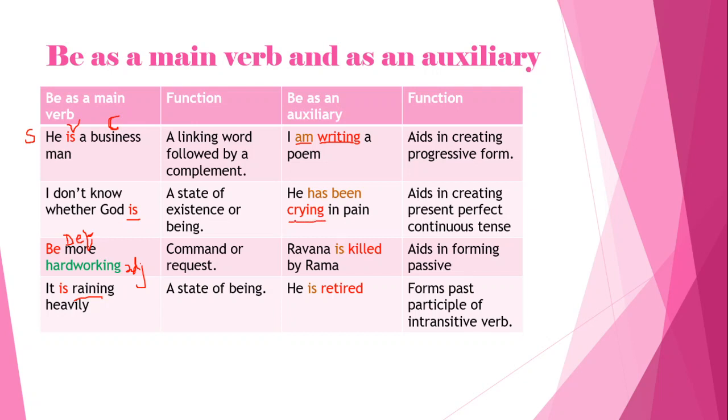He has been crying. Here a present perfect form is unfolding. He has been crying, that is, he has been crying throughout. So "has been" here aids in creating a present perfect continuous tense. Now the third is, as I said, it aids in forming passive.